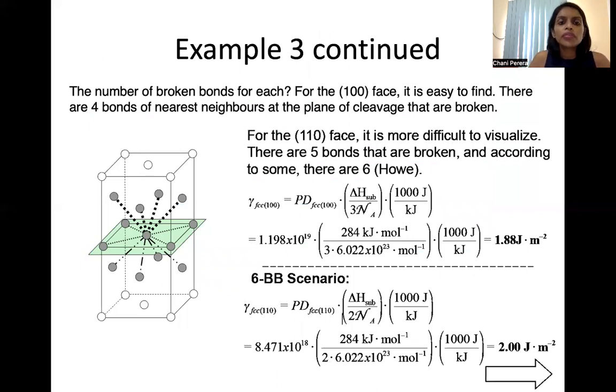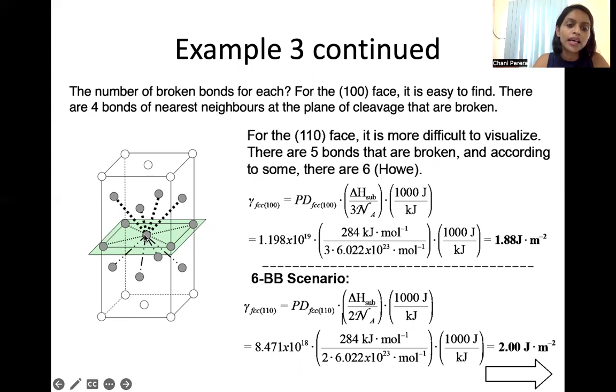The number of broken bonds for each. For the 100 plane, it's really easy to find. There are 4 bonds of nearest neighbors at the plane of cleavage that are broken. If you cut it from the 100 plane, try to calculate how many bonds are going to be broken.